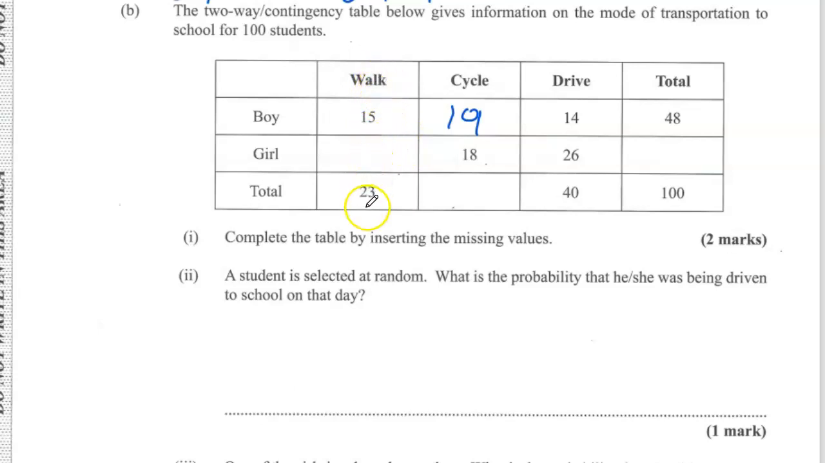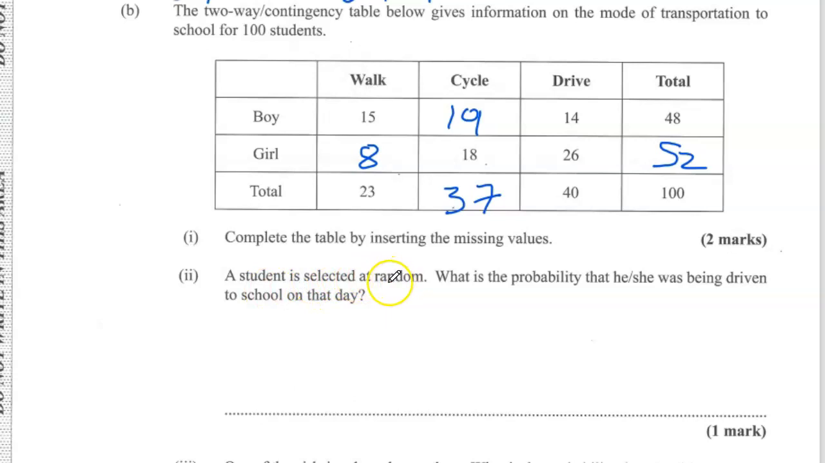Those who walk, the total is 23. So all the values in this column must add to give us 23. So this would have to be 8, right? 15 plus 8 gives us 23. Total here, 19 plus 18, that's 37. We add these values, 18 plus 8, that's 26. 26 plus 26, that's 52. Let's double check. 48 plus 52 should give us 100. And these three values should give us 100 also, right? 23 plus 37, that's 60. 60 plus 40, that's 100. So that's our table completed.